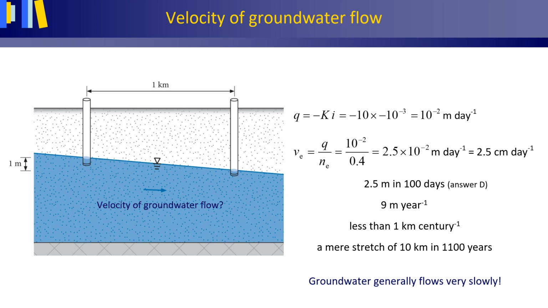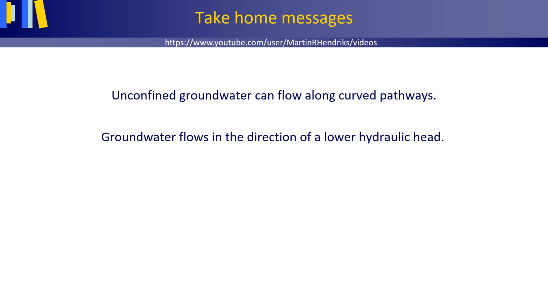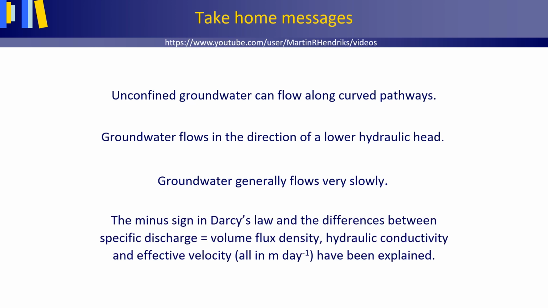To finalize, as take-home messages, we have observed that unconfined groundwater can flow along curved pathways. We know that groundwater flows in the direction of a lower total energy, a lower hydraulic head, and thirdly, as just deduced, groundwater generally flows very slowly. Also, the minus sign in Darcy's law, as well as the differences between specific discharge, being a volume flux density, and the hydraulic conductivity and the effective velocity, all in units of meter per day, have been explained.